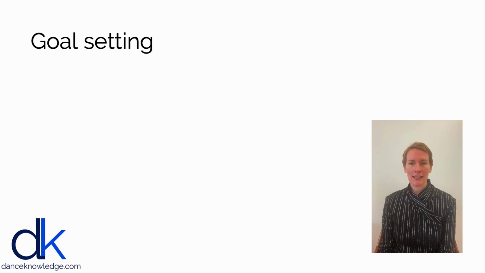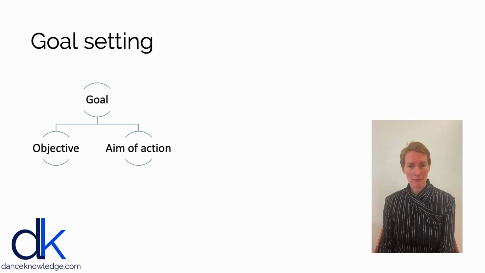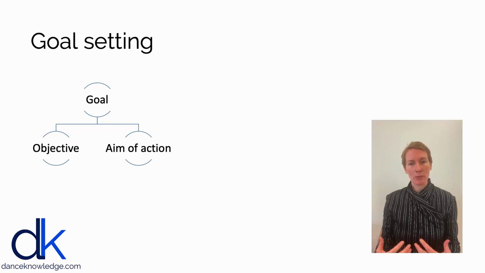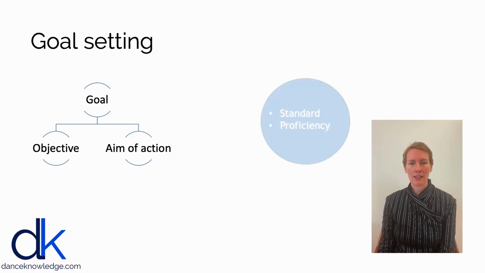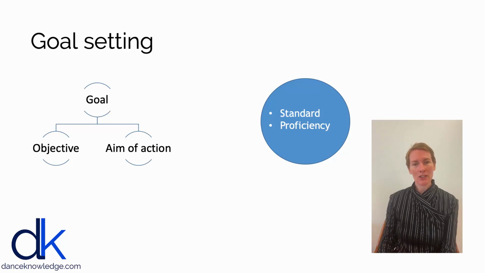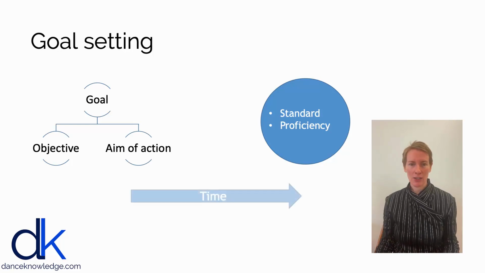Now, a goal is an objective or an aim. Something that you want to be able to achieve in your behavior, in the way that you do things. And it's also about a certain level of proficiency. It's about achieving a standard in what you want to do. And it's about achieving that in a set period of time.